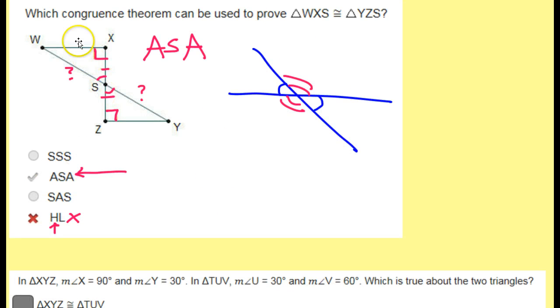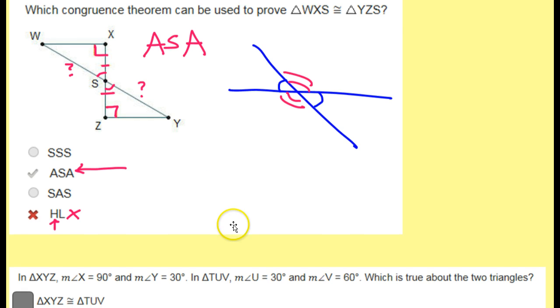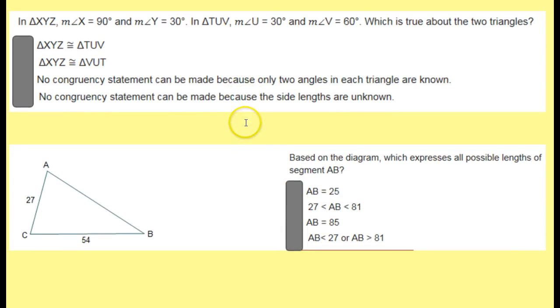Okay, so don't assume just because you see a 90-degree angle that it's going to be hypotenuse leg. Look and see, does it actually involve the hypotenuse, or is it just a leg? Okay, couple more problems. We're almost done with this video.